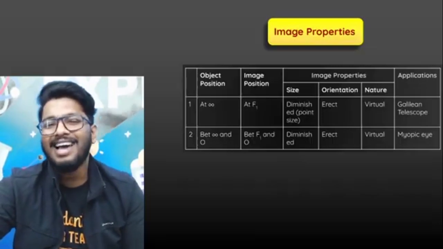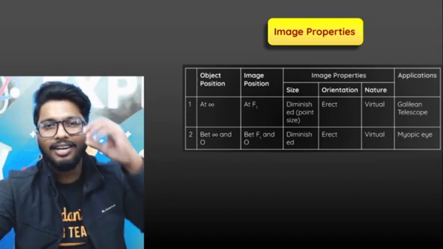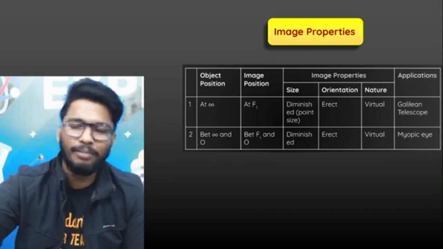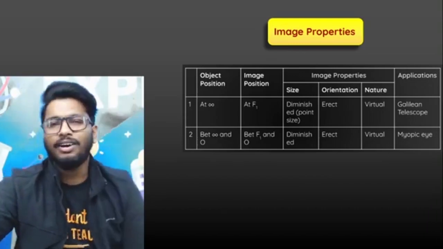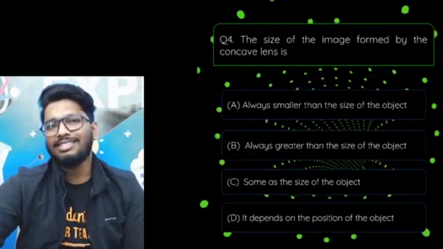So these are the applications: the Galilean telescope, and also the myopic eye. That is the short-sightedness that you have, where people can see what's nearby and can't see what's far away. That is short-sightedness. To correct that, we again use a concave lens, right?